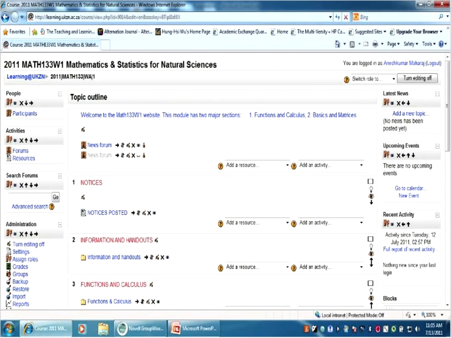If you look at the right-hand side under notices, you'll find there's a hand with a pen. Again, under information and handouts, there's a hand with a pen. If you go below that folder, there's a hand with a pen. If you click on that, you can edit each of the folders.